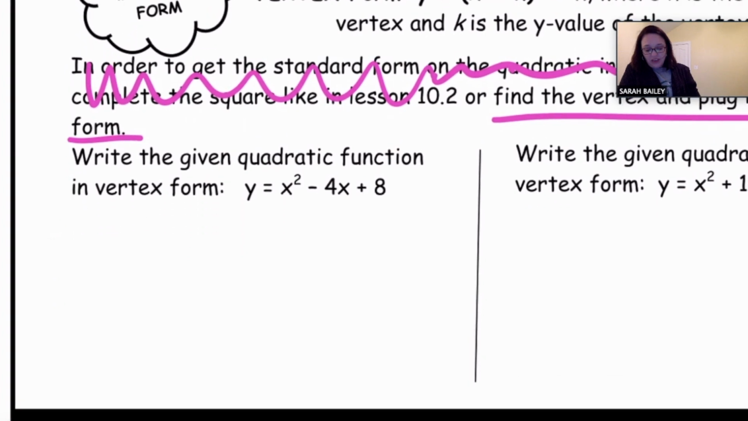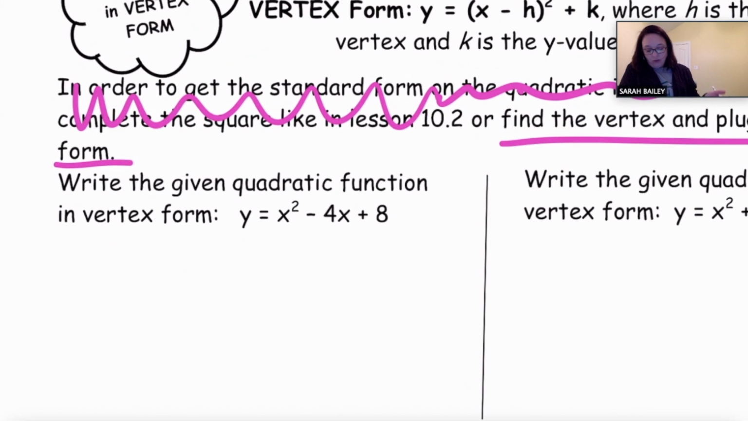So it says to write the given quadratic function in vertex form. y equals x squared minus 4x plus 8. So let's find the vertex. In order for us to find the vertex, though, we have to find our axis of symmetry first. Do you remember in the last lesson where we identified the a value, b value, and c value? The reason we did that was to help us with the axis of symmetry, because there's a formula for that. So let's do that first. So here, a is going to be 1 because it's just x squared. b is negative 4, and c is 8.